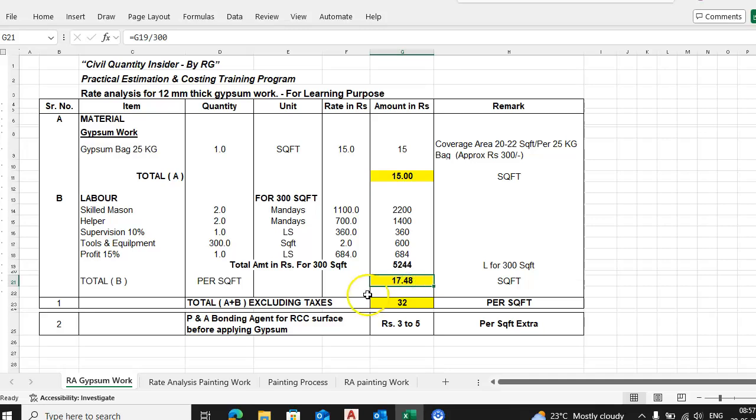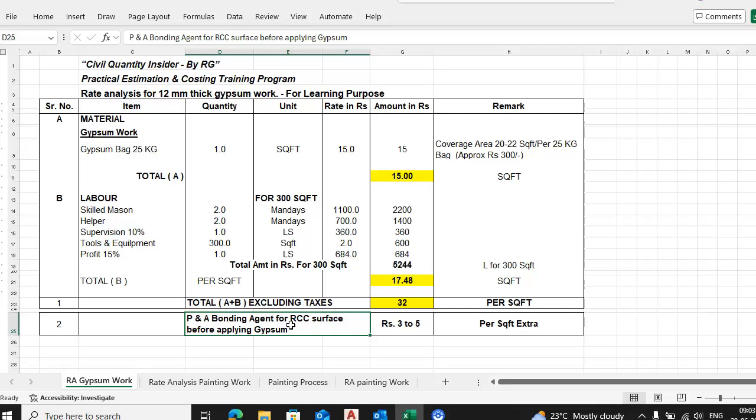For 1 square feet, cost is total amount upon 300, 17.5 rupees per square feet. Now material plus labor cost is 32 rupees per square feet excluding taxes.